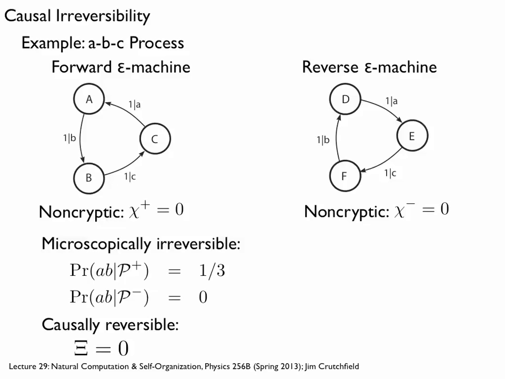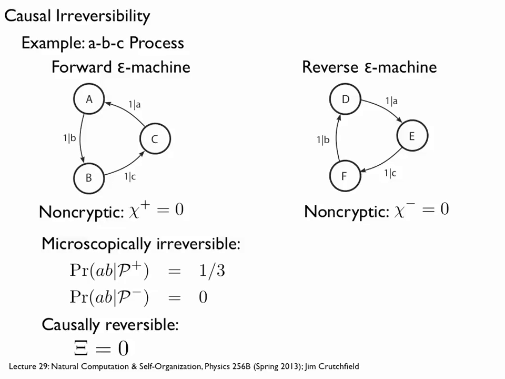Why? Well, if I'm looking at the forward process, I can see AB. But under the reverse process, I never see AB. I see BA, I see AC, but I never see AB. Do you need an alphabet size larger than 2 to have microscopic irreversibility?